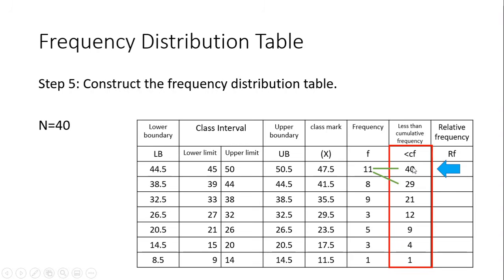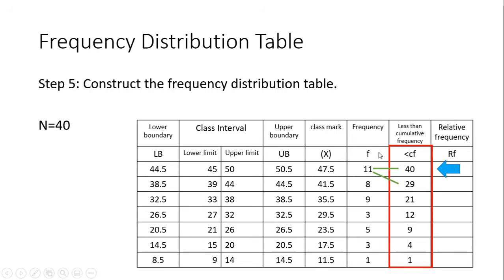How are you going to check whether your answers for the cumulative or less than cumulative frequency and your frequency are correct? You go back to the number of data, your n. Saan galing yung n? If we go back to the given, Mr. Marcelo actually has 40 students. So if you go back to the data, you have 40 scores, meaning the number of data that you have is 40.